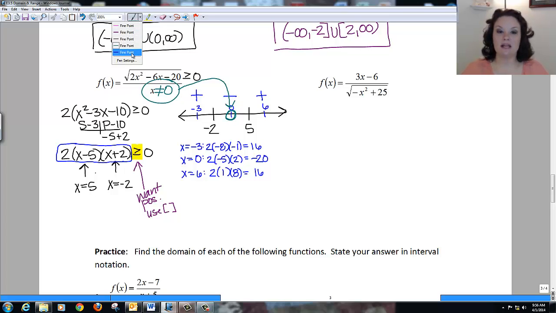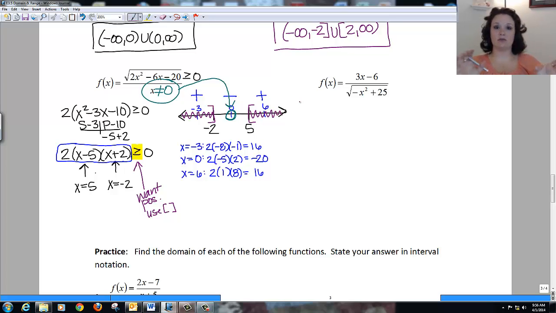So when I look at my intervals that are positive, that's from -infinity to -2, and then I use a bracket, and then it's from 5 on out to infinity. So notice the two answers I got from solving my even root don't even include 0. So if they don't even include 0, I don't have to worry about that added restriction, okay?